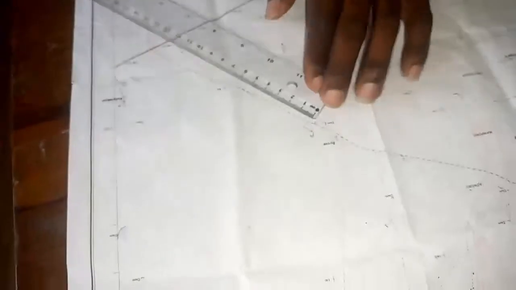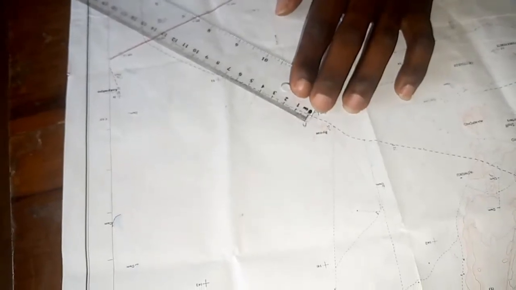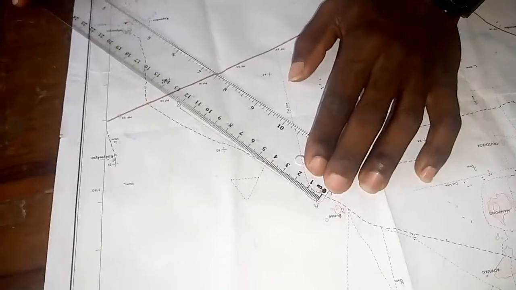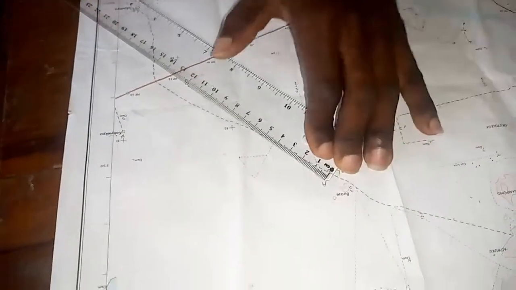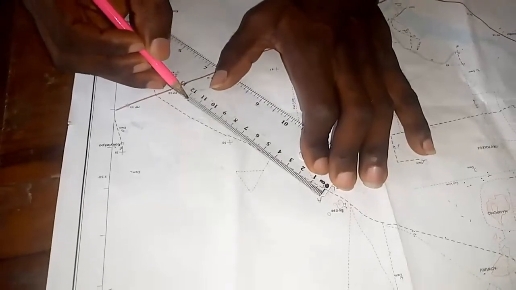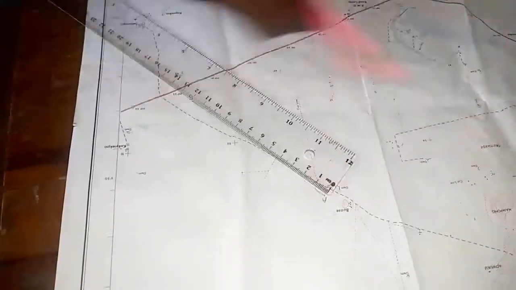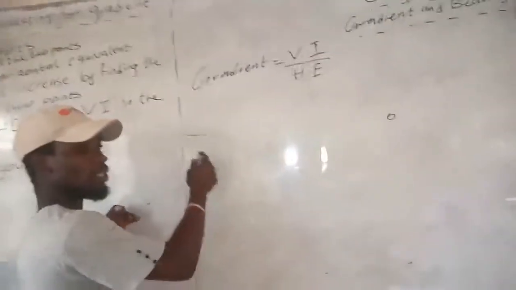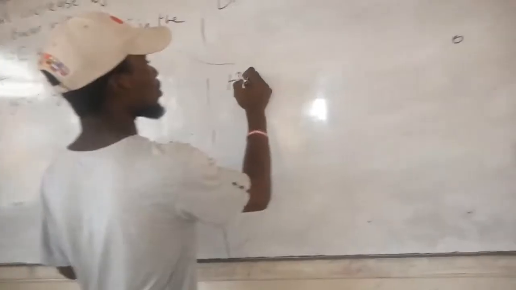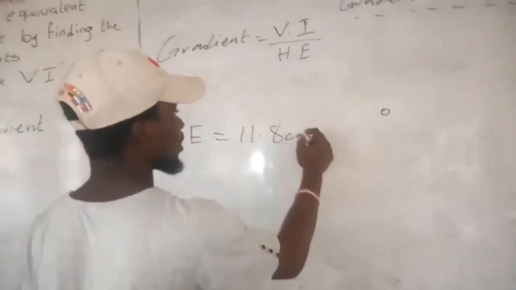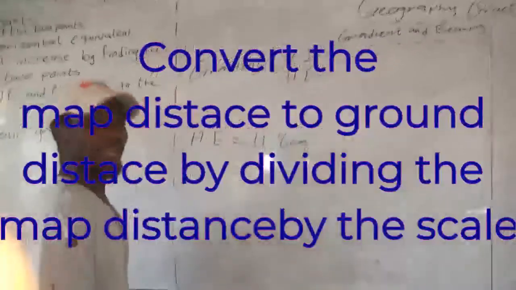The next step is to determine the horizontal equivalent, that is, the distance between them. So we place our ruler here. You can measure in inches, you can measure in centimeters. I prefer centimeters. You can see it's on 11.8, so that is 11.8 centimeters. That's the horizontal equivalent on the map. So HE is equal to 11.8 centimeters. You have to then bring it to the ground distance.